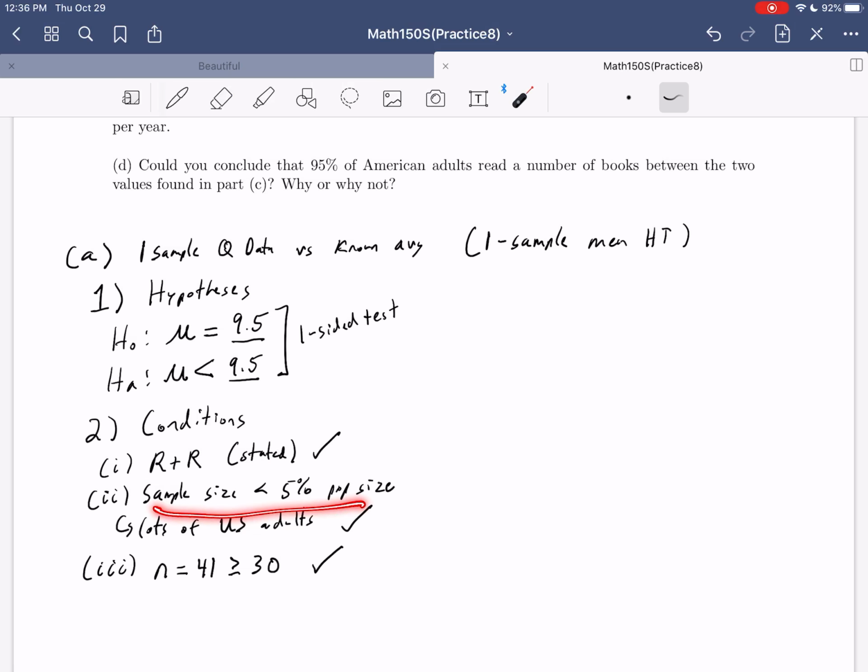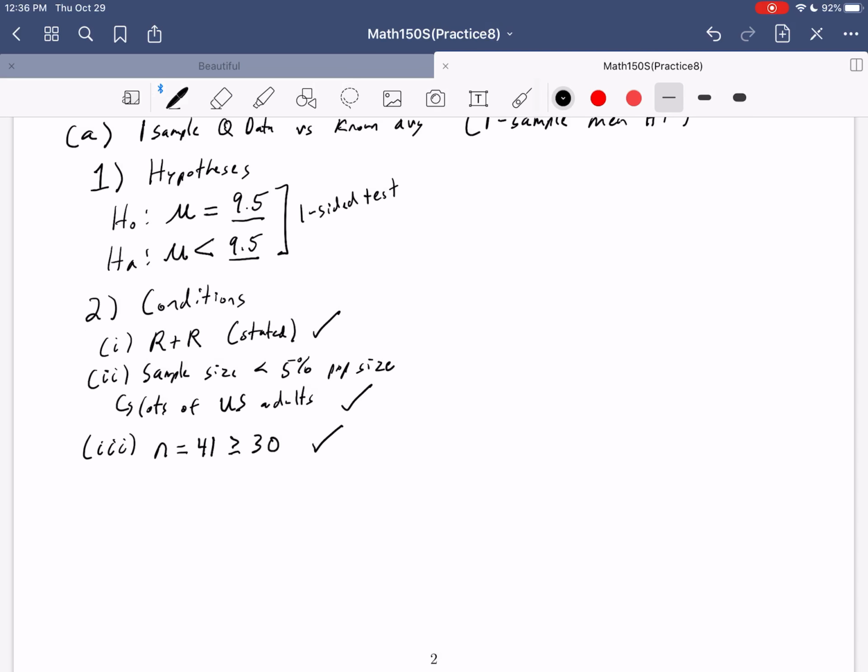Then we're not worried about the sample size because there's tons of U.S. adults out there. And, of course, we do have more than or equal to 30 data points. So it's not a question of whether or not they're going to be true. It's just about making sure you explain why each of them are satisfied. All right, let's go ahead and move to step 3, which is the test statistic.